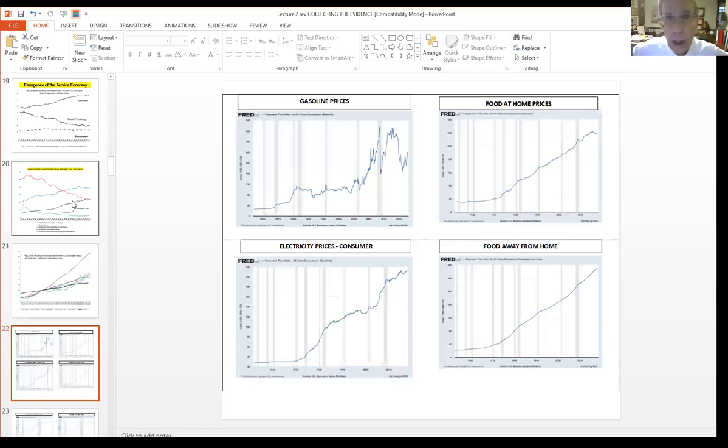The food at home, what do we call that? Groceries. Have your grocery prices been going up? Oh, yes, they have. How about the prices to heat your home and operate all those electrical gadgets in your house? Wow, look at that chart. And how about food away from home? Well, when you are employed, you go out for lunch, right? And that chart shows you what the trend has been in the prices that you're paying for lunch.